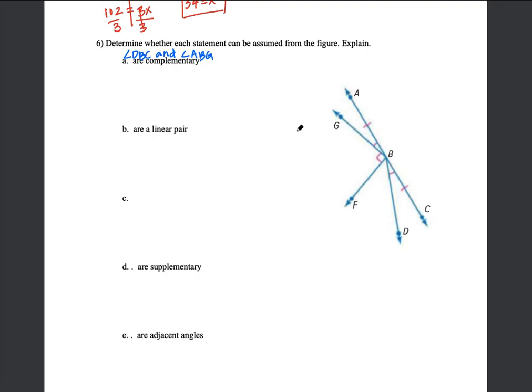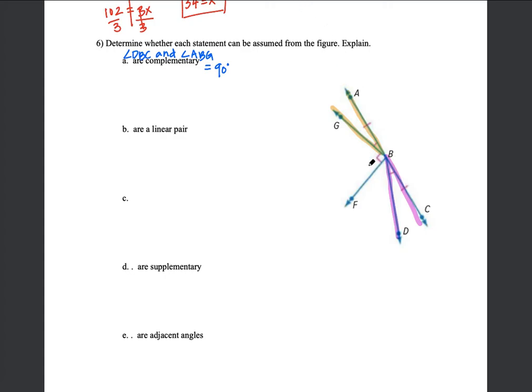Okay, well, first of all, let's think about this. What does complementary mean? Complementary means 90 degrees, okay? So we're checking to see if angle DBC and angle ABG are 90 degrees. So I'm going to highlight those. So let's see, where is it? DBC and ABG. So are these two angles complementary? Do they add up to 90 degrees? So both of these angles added up together should equal 90 degrees. Is that true? Do I know that from the picture?